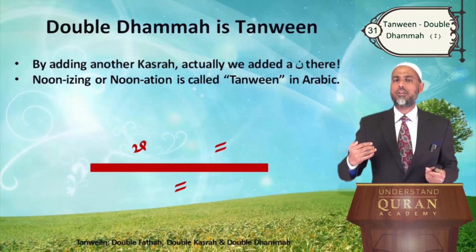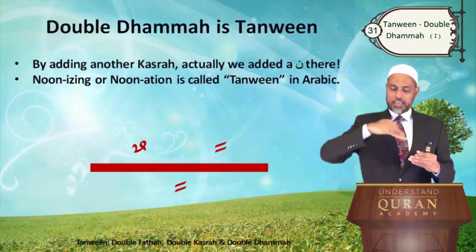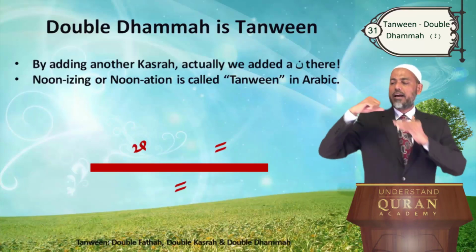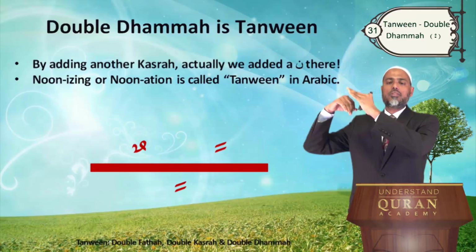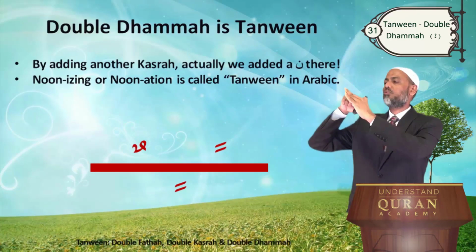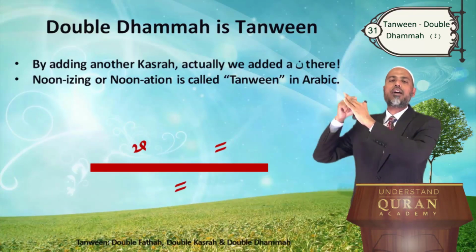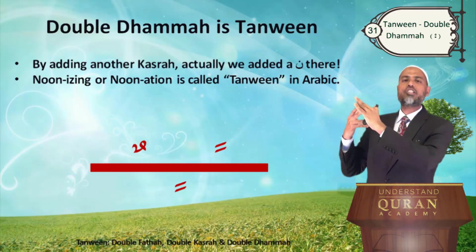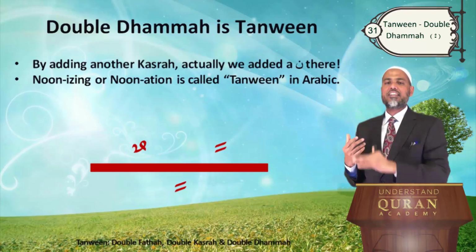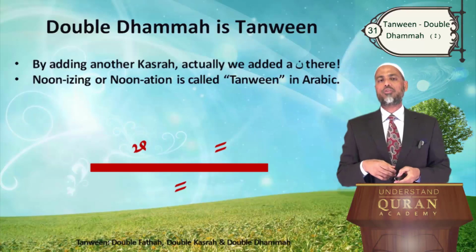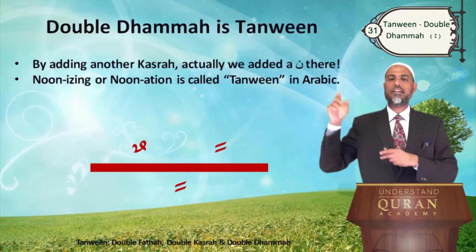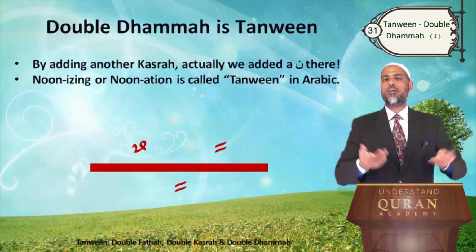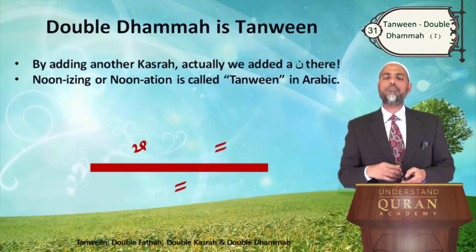And why do we say tanween? Initially it was a, i, u. So by adding another sign there, actually we are putting noon with sukoon inside it. Okay, so we are noonizing it. Noonation or noonizing is called tanween in Arabic. So all of these three are basically noonizing, an, in, un. That's why all of these are called tanween. Simple.